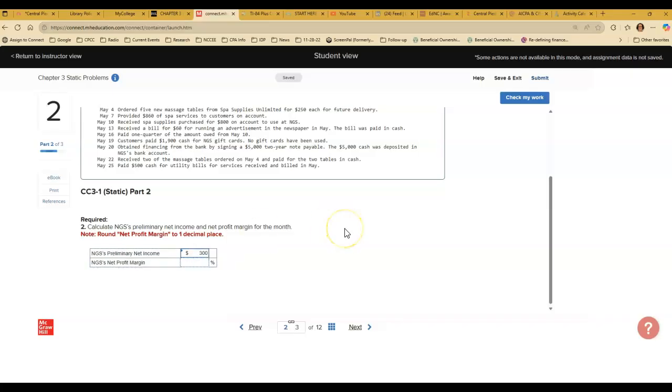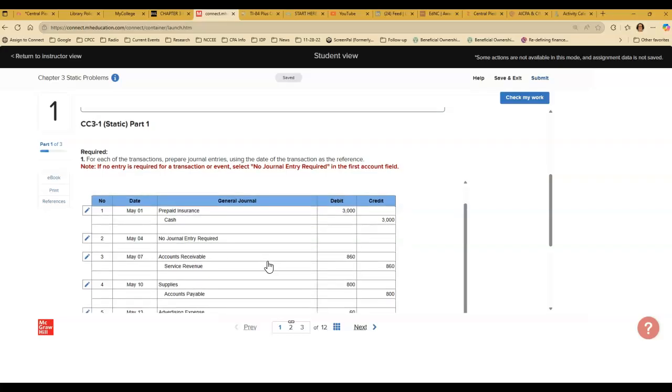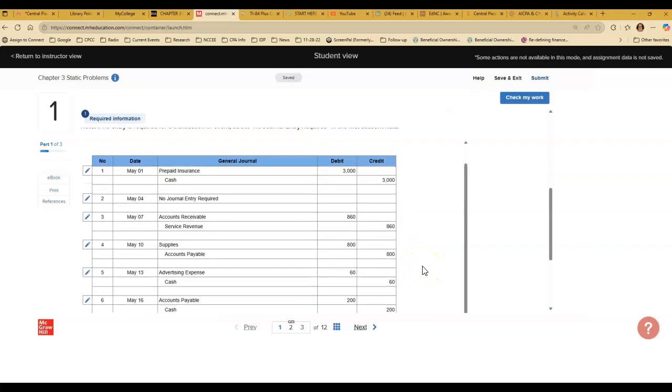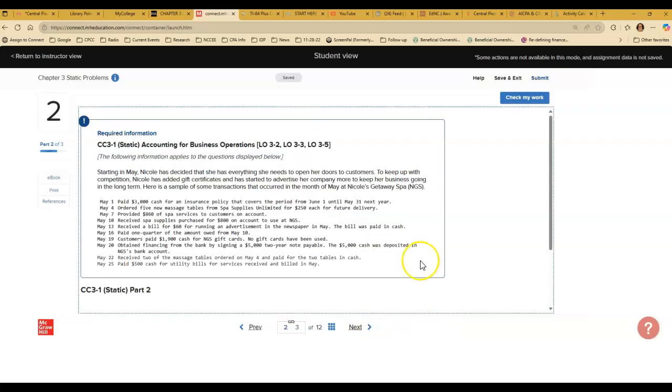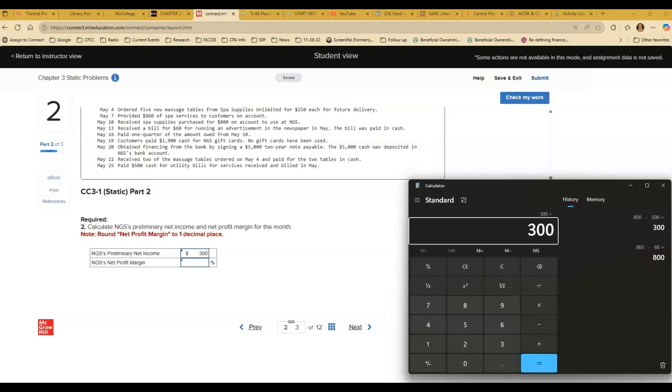All right. How do we calculate net profit margin? You remember? Good. We're going to divide that net income number by revenue. Now, if you remember, our revenue number was the 860. Good. So if we just simply take the 300 divided by the 860, that's what we get.